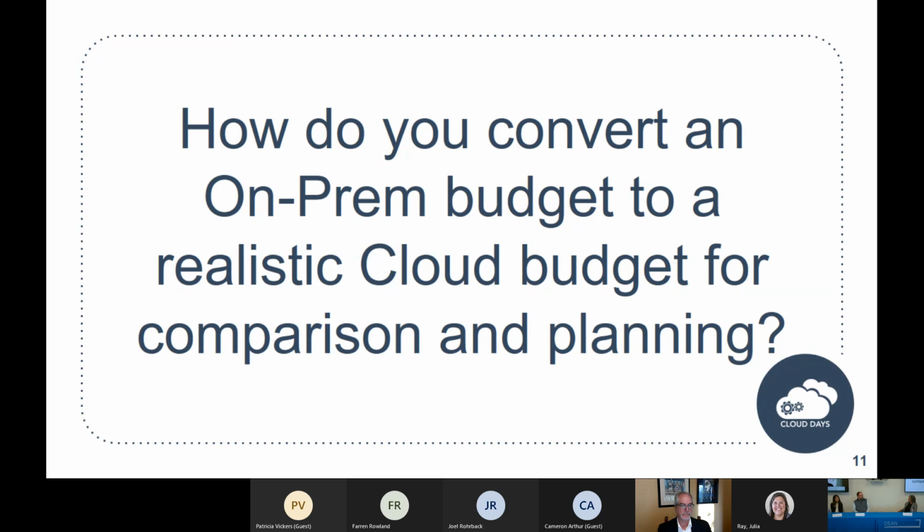So how do you, and you mentioned this at the very beginning, David, how do you start to convert an on-prem budget to a realistic cloud budget so that you can do a good comparison and begin your planning? I think you need to change your mindset. You're typically thinking, I'm going to spend X dollars a year, or, here's my budget for X dollars for these capital improvements. I'm going to buy a piece of hardware. And so your budget may spend a lot one year, and then you go down a little bit over a few years.